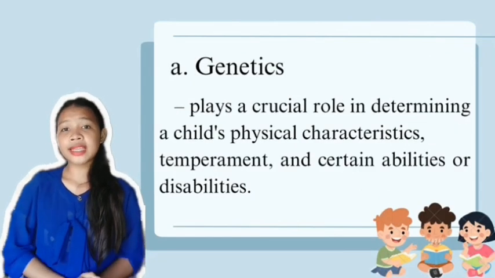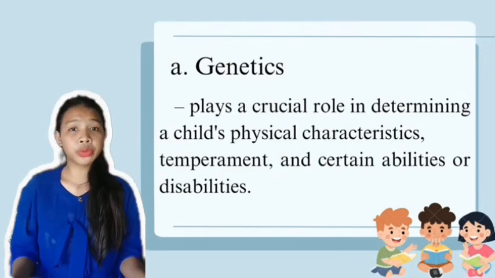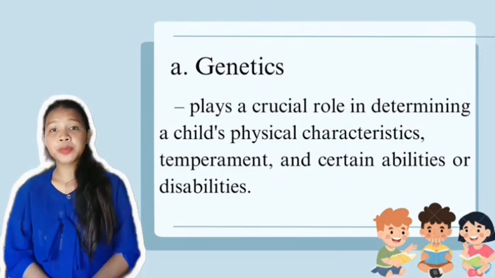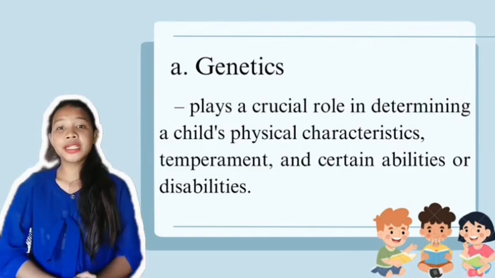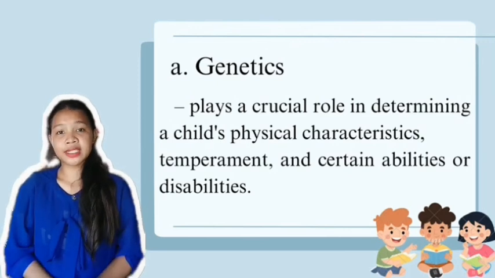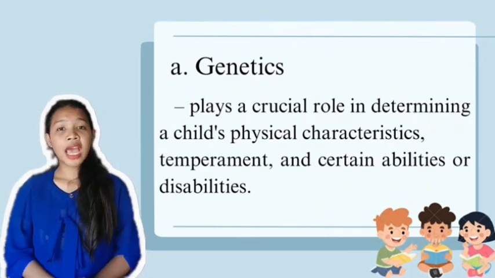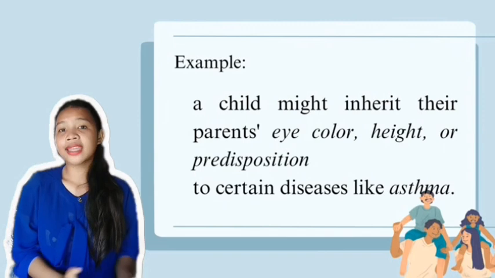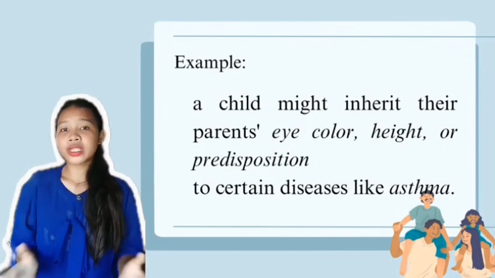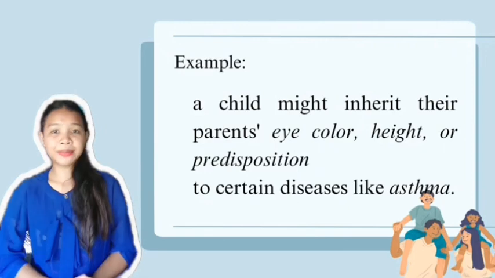When we say genetics, heredity plays a crucial role in determining a child's physical characteristics, temperament, and certain abilities or disabilities. For instance, a child might inherit their parents' eye color, height, or predisposition to a certain disease like asthma.